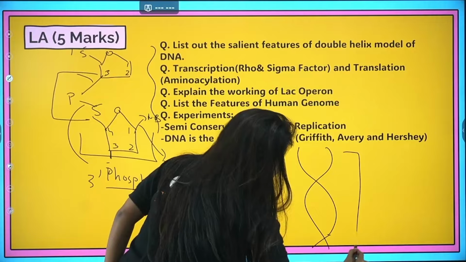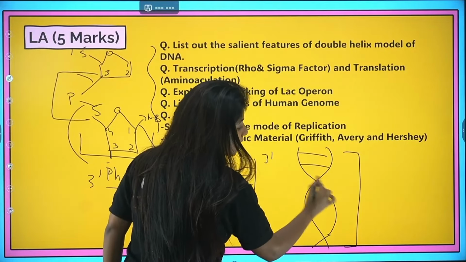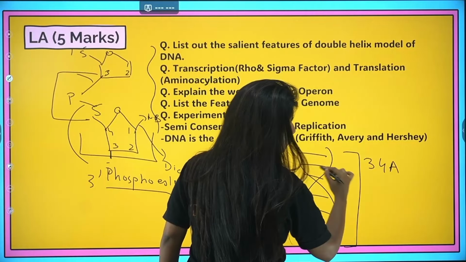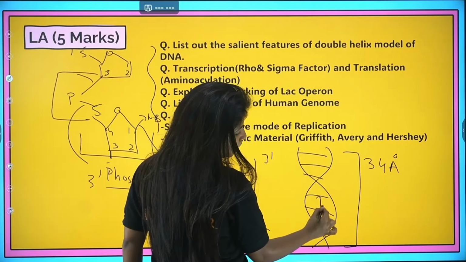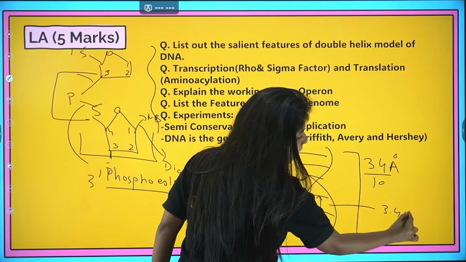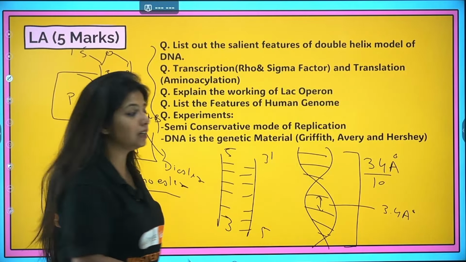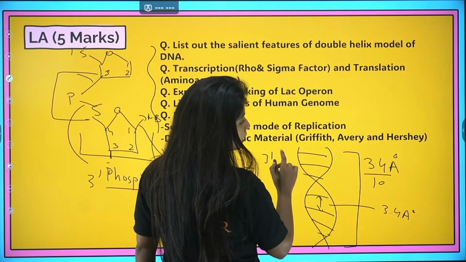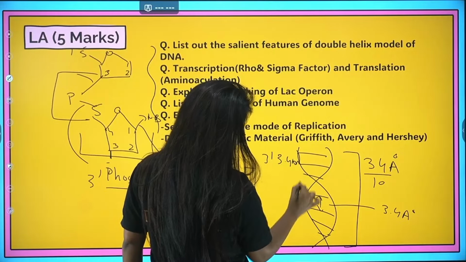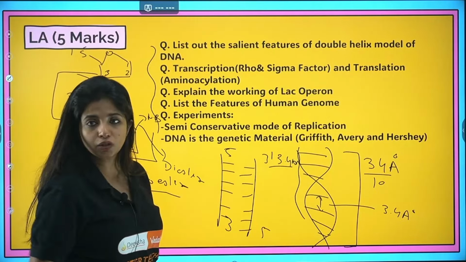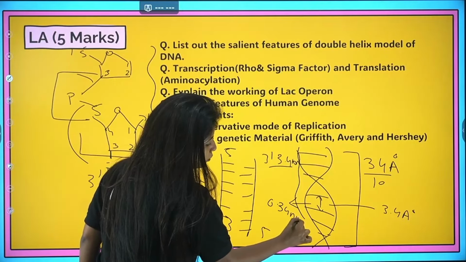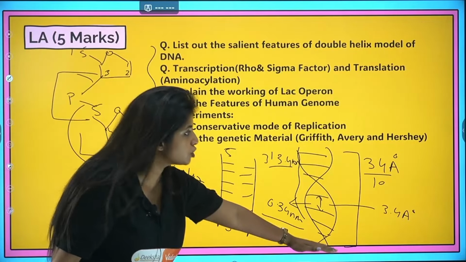A whole turn is known as 1 helix, and 1 helix has 10 base pairs. How many base pairs are there? 10 base pairs. The length of it is 34 Angstrom. In between, how much space is there? It is 34 divided by 10, which is 3.4 Angstrom. In nanometers, it is 3.4 nanometer in length as a whole. In between, it is 0.34 nanometer. This is known as the pitch.